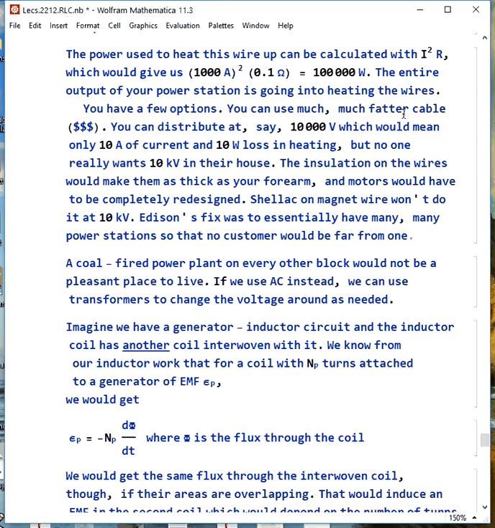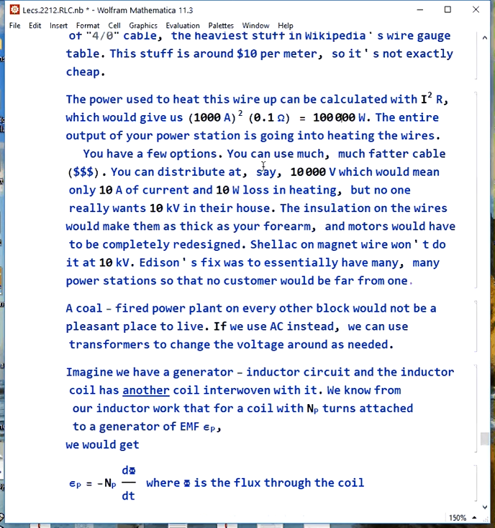Well, you could use much fatter cable. That's going to be very expensive. That will lower this resistance and the waste heat, but it'll be very expensive. You could instead say, let's distribute at 10,000 volts, because now we only have to send 10 amps of current, and that means we'll have 10 squared times 0.1, or 10 watts heating loss, which is essentially nothing.